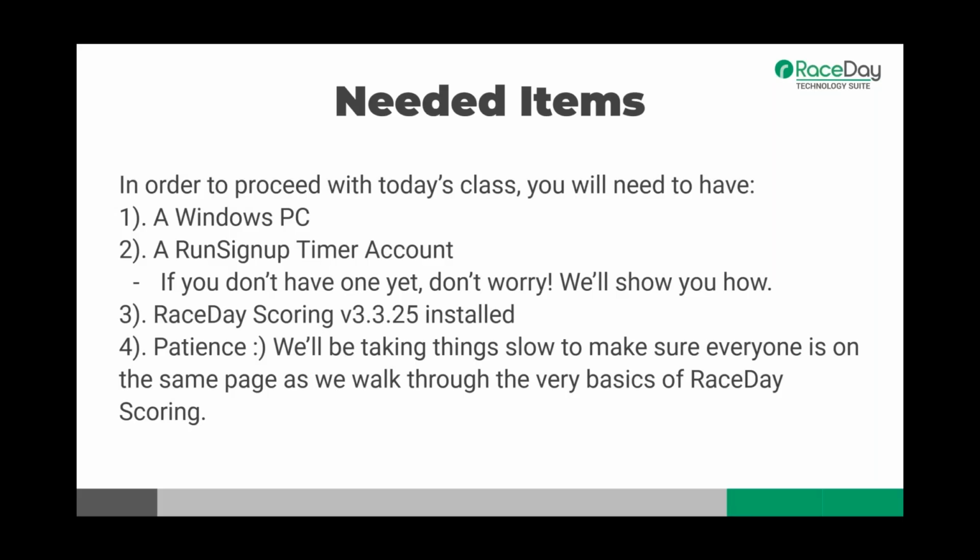So some necessary items. In order to proceed with today's class, you will need to have these things. Number one, a Windows PC. We are only using Windows PCs for RaceDay scoring. We're not using Mac. The reason is that most of the middleware products don't have a Mac version. Most timers use Windows PCs anyways. Two, you need a RunSignup timer account. That's the way that you actually download RaceDay scoring, so you need it in order to download it. If you don't have one yet, we'll show you how. Three, you need to install RaceDay scoring. You need to have the latest version, 3.3.25, and some patience.